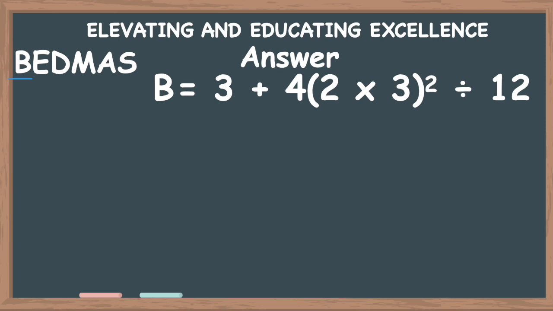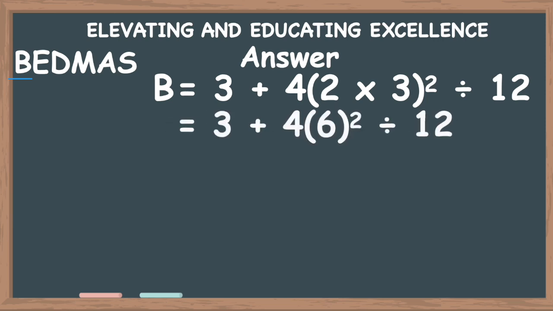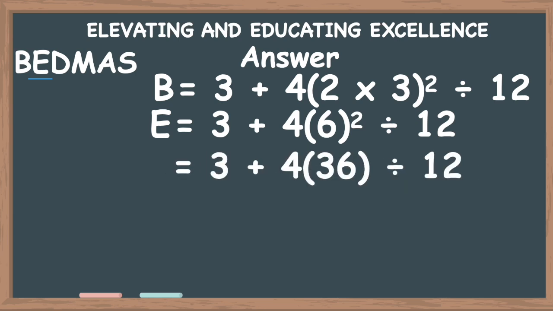So when we do the brackets first, it's going to be 2 times 3, and 2 times 3 equals 6. And now we're going to look, is there exponents? And there is. So we're going to do exponents next. So we're going to do 6 to the power of 2, which equals 36.